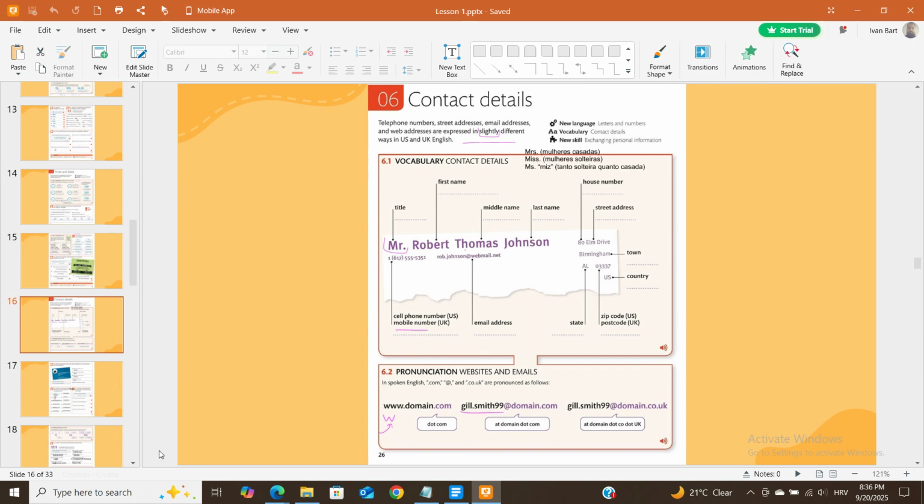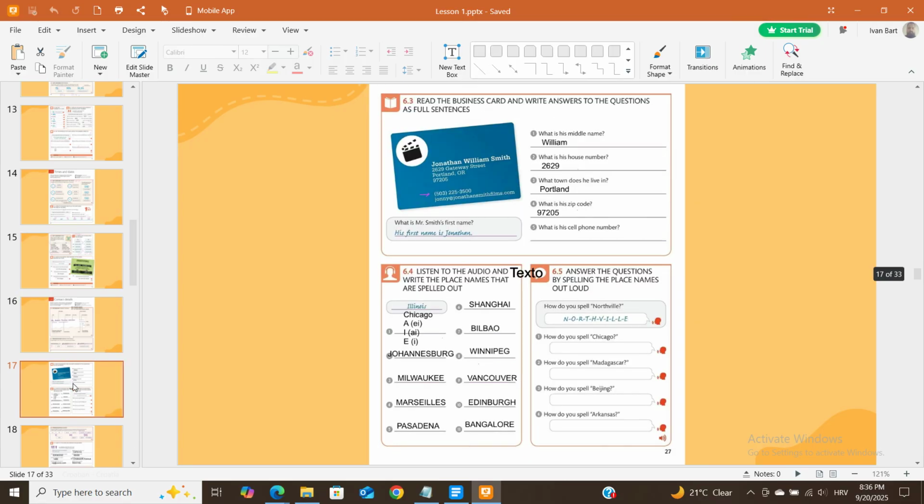1 617 555 5351. Rob Johnson at webmail.net. 80 Elm Drive. Birmingham. Town. Alabama 03337. U.S. Country. Cell phone number, U.S. Mobile number, UK. Email address. State. Zip code, U.S. Postcode, UK.